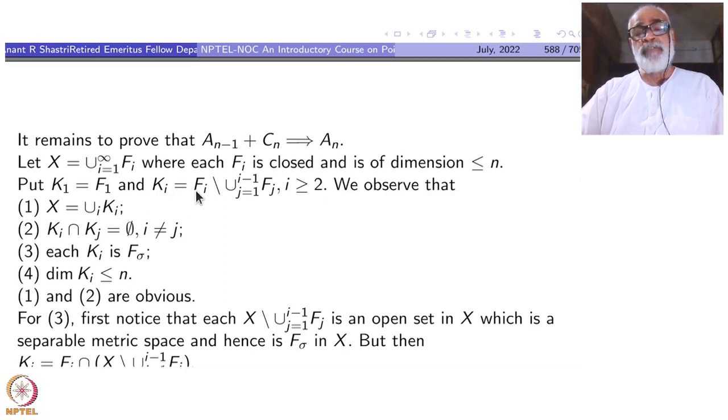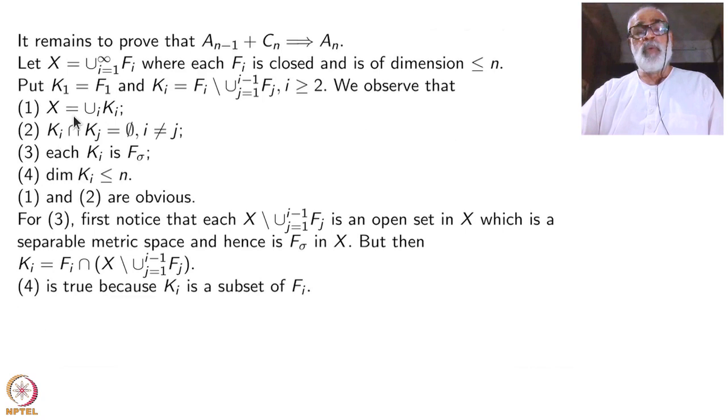Each Ki is Fi minus something, so it is an open subset inside a closed subset. Closed subsets are all metric spaces here. So any open subset of a metric space is F sigma. So each Ki is F sigma. This is where our Bn will play the role, that's all. The dimension of Ki is less than or equal to n because they are subspaces of Fi. So I am stating that 1 and 2 are obvious set theoretically.